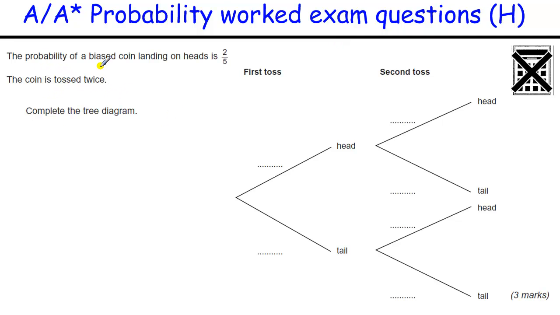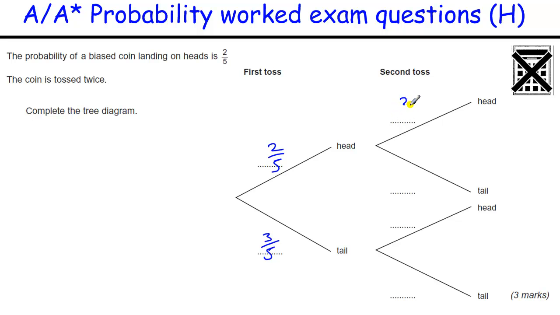The probability of a biased coin landing on a head is 2/5. Basic tree diagram, 3 marks for filling in a tree diagram. First task: the probability of getting a head is 2/5. The basic rule of tree diagrams is that all the branches in one section must add up to 1, so these two branches must add up to 1, so we know that's 2/5. This has got to be 3/5.